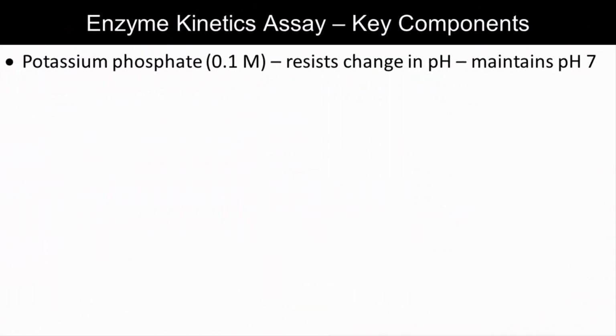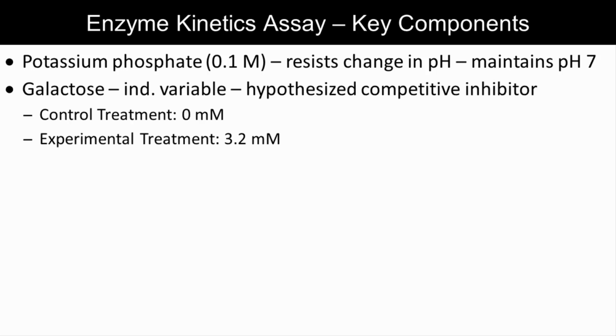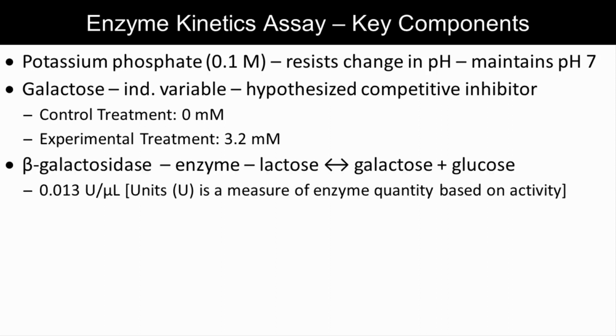First, the potassium phosphate. This is just our buffer. It ensures the pH stays close to 7. Galactose is our independent variable, which we hypothesize to be a competitive inhibitor. Again, beta-galactosidase, or lactase, is our enzyme.